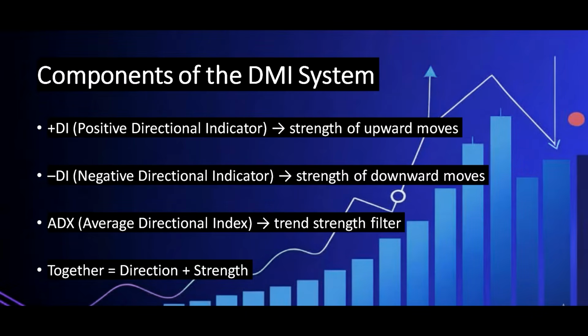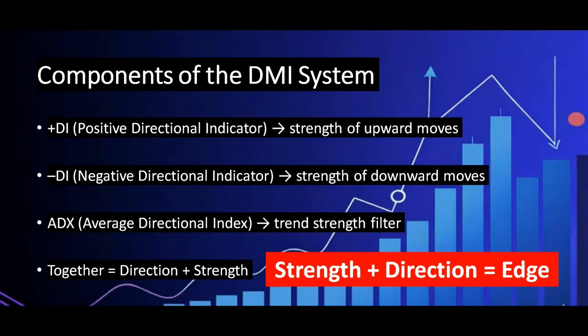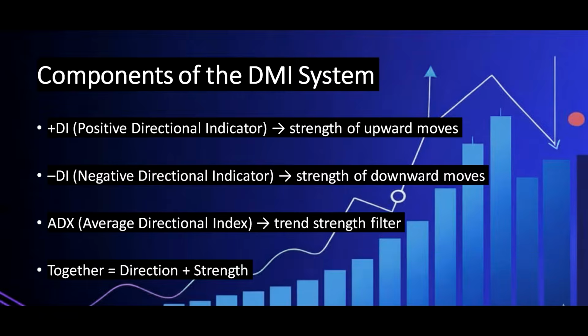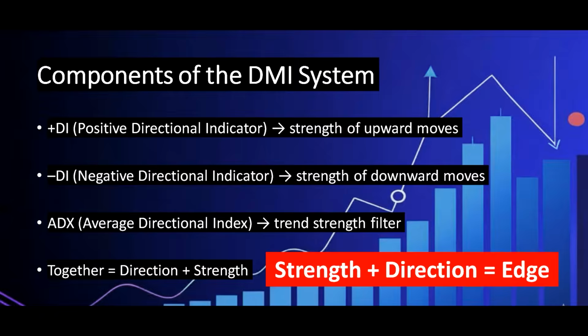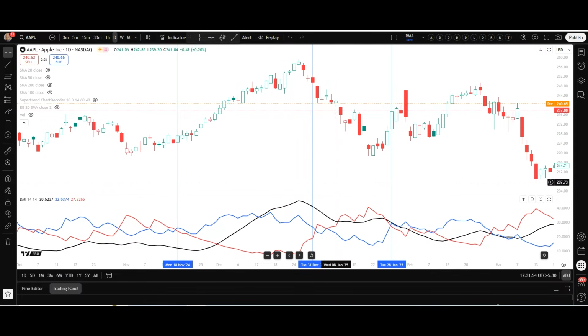As we just saw, plus DI, or the positive directional indicator, is the strength of the upward move. Minus DI, or the negative directional indicator, is the strength of the downward move. ADX will give you the trend filter. Let's put in ADX in Apple's chart again. Now watch here. The black line is the ADX.